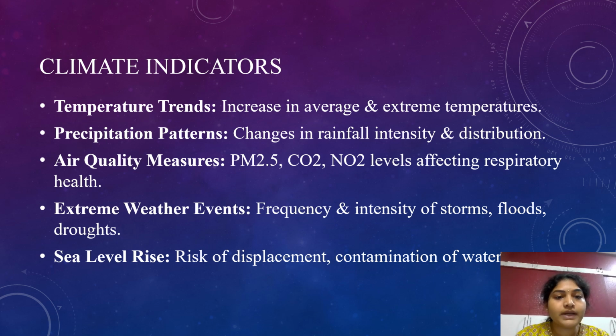Climate indicators. Temperature trends, increase in average and extreme temperatures. Precipitation patterns, changes in the rainfall intensity and distribution. Air quality measures, PM2.5, CO2, NO2 levels affecting the respiratory health of humans. Extreme weather events, frequency and intensity of storms, floods, and droughts. Sea level rise, risk of displacement, contamination of waters. All these climate indicators are important to identify the climate changes and to collect the data of the trends in the temperature and the patterns in the precipitation and the measures of the air quality and again the weather events and sea level rise.